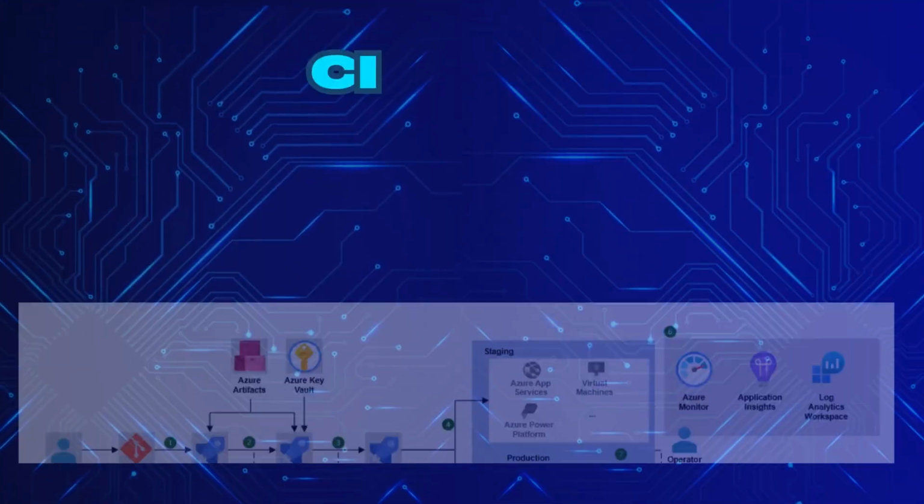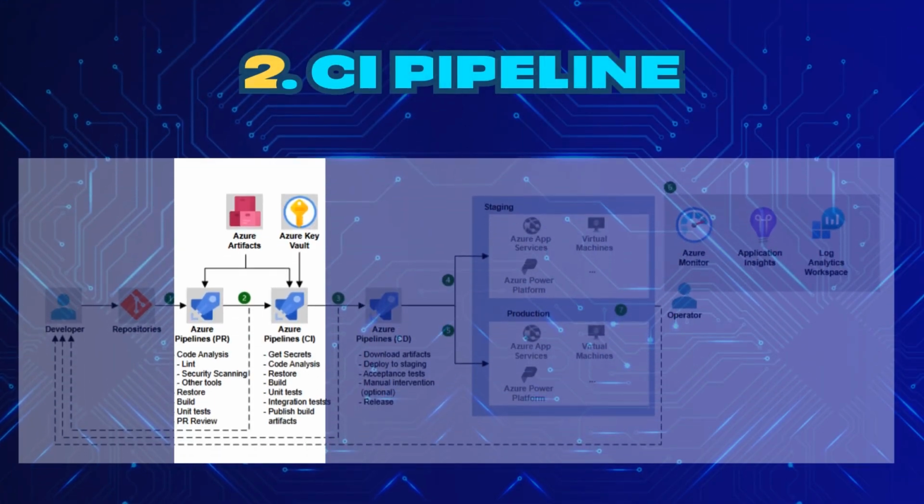Next is the CI pipeline. A merge to Azure Repos Git triggers a CI pipeline. This pipeline runs the same checks as the PR pipeline with some important additions. The CI pipeline runs integration tests. Integration tests can be resource intensive, so running them in the CI pipeline balances development speed and bug detection.